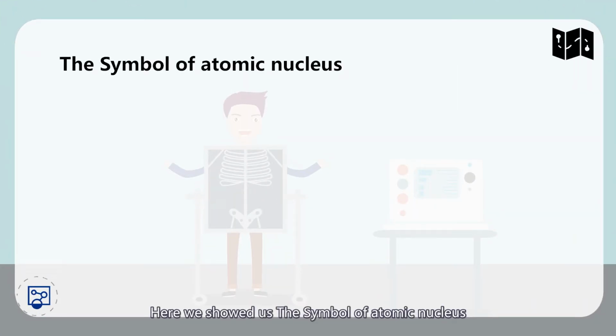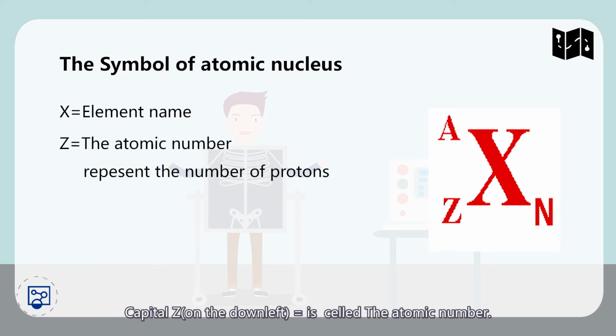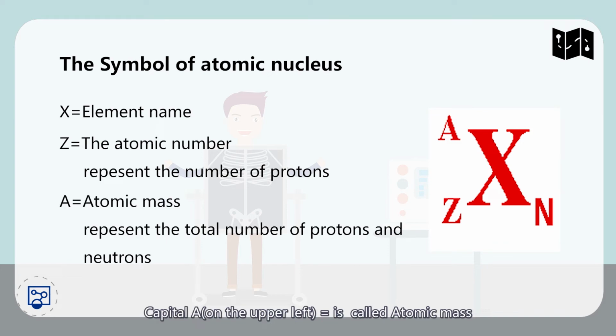So here we show the symbol of the atomic nucleus. As you can see in this picture, there is the capital X. It represents the element name. And the capital Z, on the lower left of this picture, is called the atomic number. It represents the number of protons. As for capital A, on the upper left of this picture, we call it the atomic mass. It represents the total number of protons and neutrons.